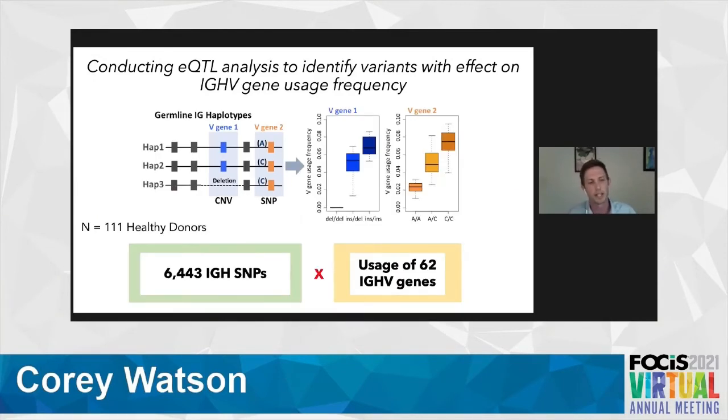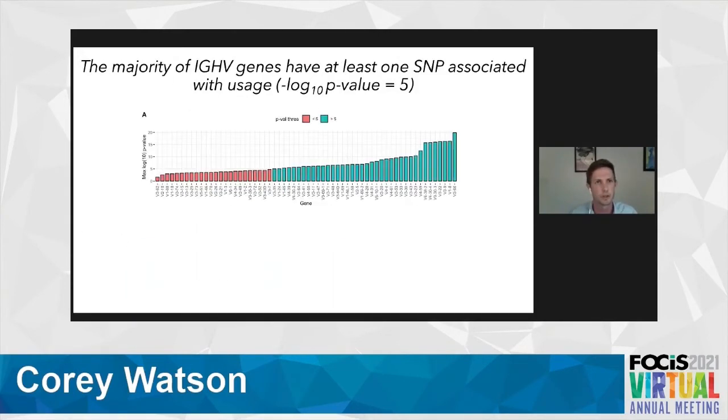I'll show you some pilot data today from around 110 or 111 people. These are all healthy donors where we've taken repertoires from PBMCs and we've genotyped all of them using our high throughput PacBio method. Our call sets have around 6,400 SNPs, and we're cataloging usage of these sequences in the repertoire.